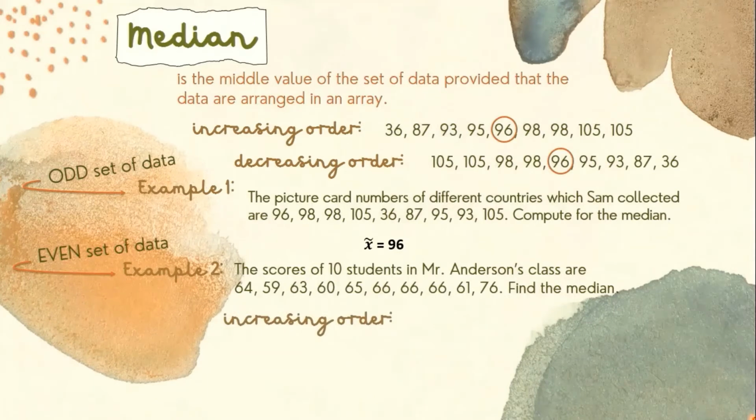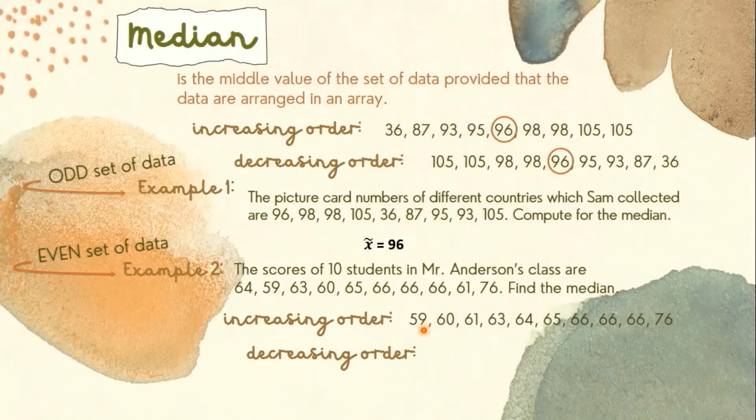First, we need to arrange the data in an increasing or decreasing order, whichever is preferable. In an increasing order, we'll start from the lowest frequency, which is 59, and the highest frequency, 76. Kabaliktaran nito yung decreasing order, starting off with the greatest value, which is 76, and yung ating dulo ay yung least value, which is 59.